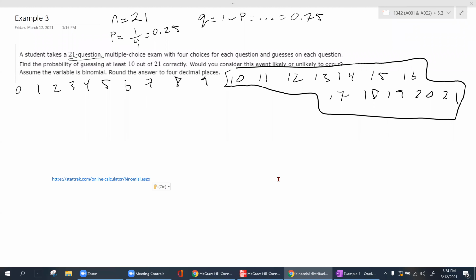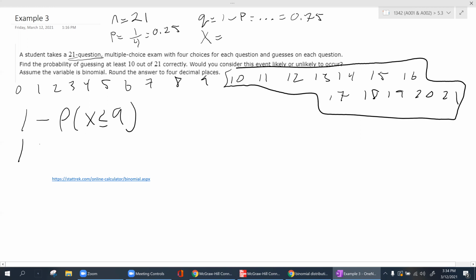Okay, and let's go ahead and find our x values. All right, so we see here that they want me to find the probability of guessing at least 10 out of 21, right? 10 out of 21. And if you notice here, I went ahead and labeled all my numbers, and this is exactly what they're looking for. They're looking for everything greater than or equal to 10. Another way, if you would have looked at this, would be 1 minus the probability of everything less than or equal to 9.